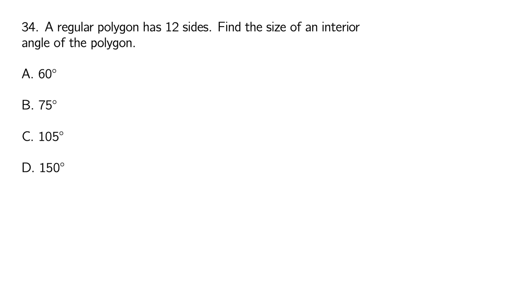The next problem is 34. It says a regular polygon has 12 sides. Find the size of an interior angle of the polygon. Well, the formula for finding the sum of interior angles of a polygon is just 180 degrees times n minus 2, where n is the number of sides. So in the case where we have 12 sides, we're going to have 180 times 12 minus 2, which is 10.